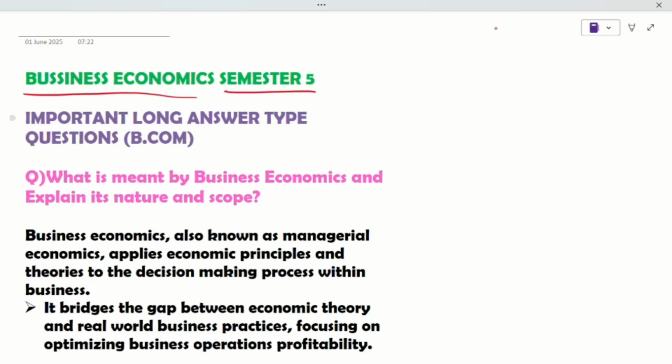What is meant by business economics, and explain its nature and scope. Here the nature and scope are the characteristics of business economics. Next thing, business economics is also known as managerial economics.